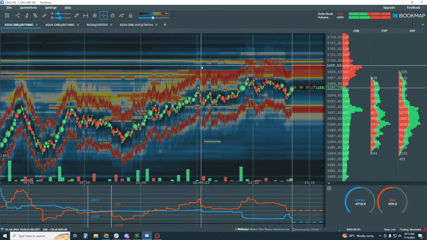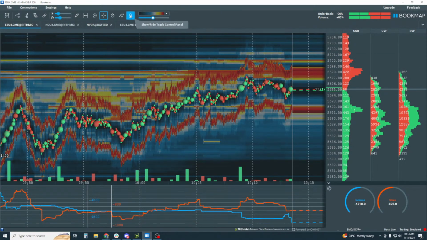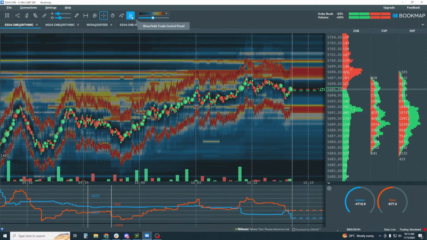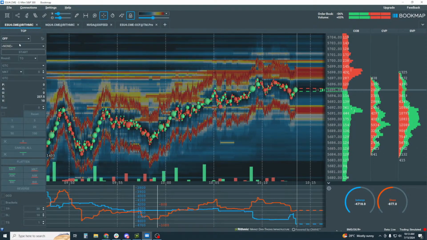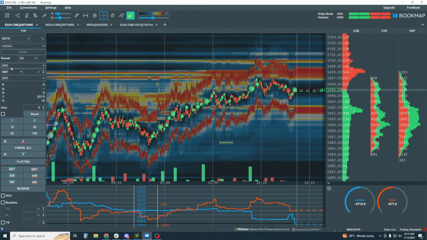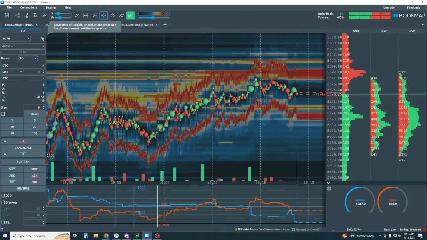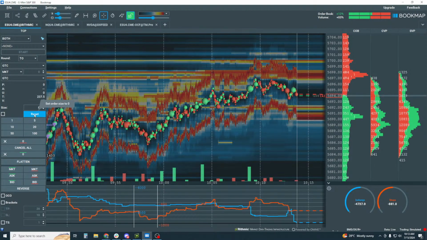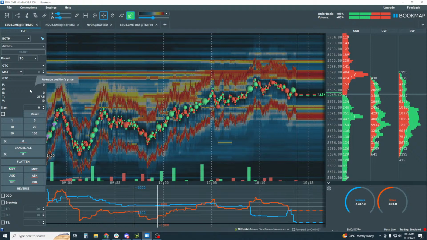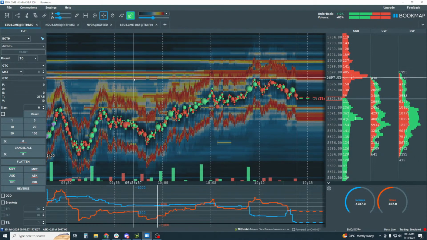Let me show you the multi-brackets tool in here, and we'll need to trade from the chart for that. So we're going to open up the trade control panel here. Okay, and I'm going to change it to both trading from the DOM and the chart. Okay, and I'm going to click on the pin button here, and I took a few trades this morning, and that's where we are.